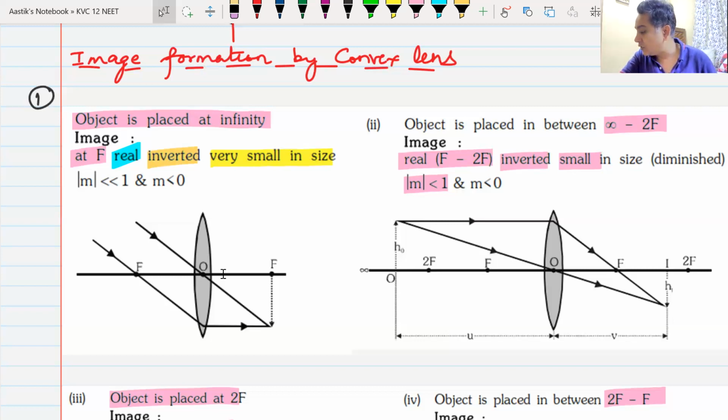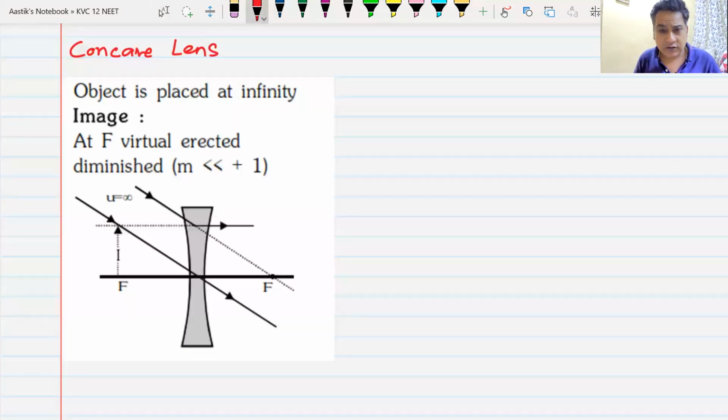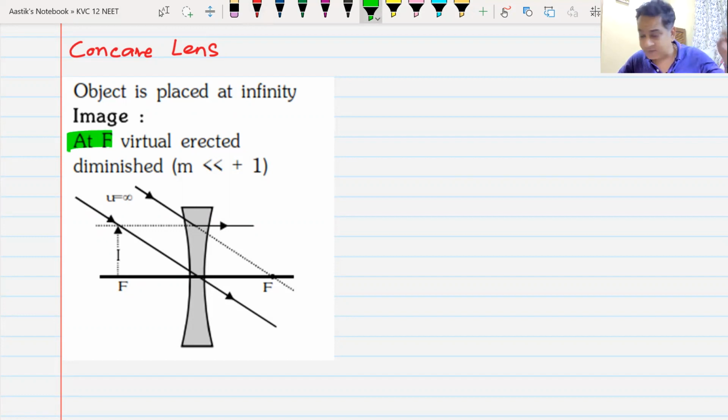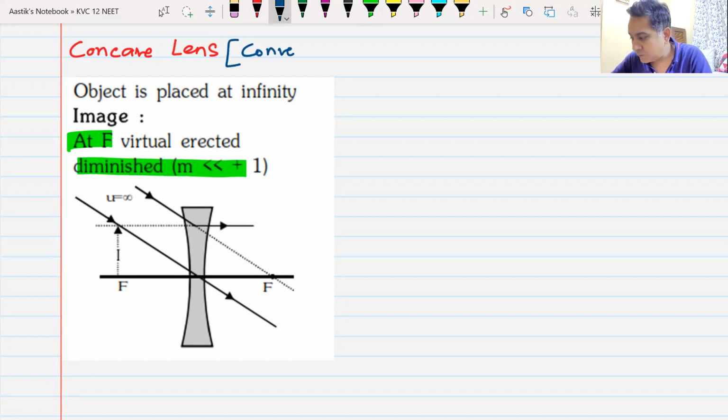The first position for concave lens would be object at infinity. And where will the image be formed? What type of image would this be? At focus. Will it be a real image or a virtual image? It is definitely a virtual image. It is highly diminished. Do we understand this? The same thing, exactly the same thing. In bracket, I can also write it for convex mirror. Do we understand what I'm saying?